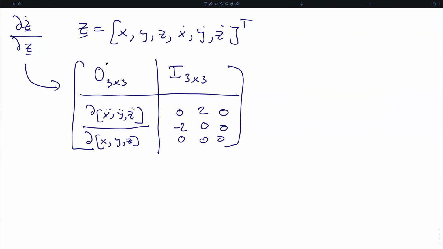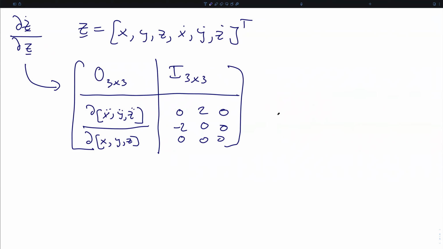that is, we get a block matrix where the first block is a 3x3 zero matrix, the second block is a 3x3 identity matrix. This third block here are the partial derivatives of x double dot, y double dot, z double dot given by our previously derived equations of motion for the system with respect to the coordinates x, y, and z. And this final fourth block has the form 0, 2, 0, negative 2, 0, 0, and 0, 0, 0. And again, I urge all of you to convince yourself that this is correct.